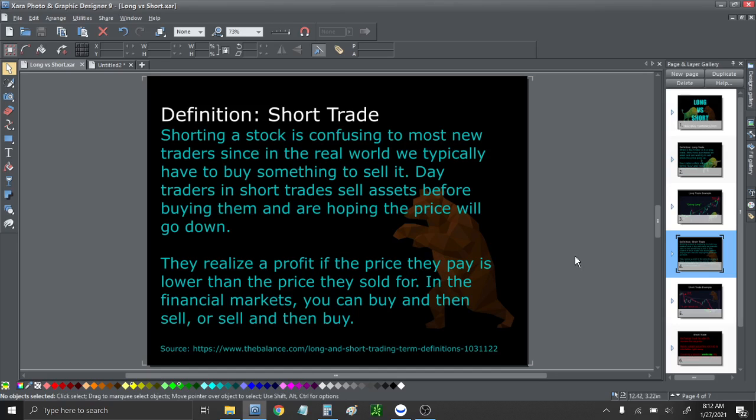A short trade is the exact opposite. A lot of people tend to get confused with this. So basically, you start with a sell and close a transaction with a buy, and just like the long, the difference in between is what the trader makes.